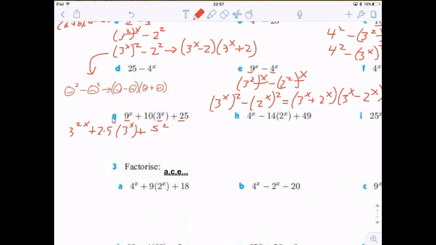All right, and there's a reason why it looks like that. So we're going to reverse the order there. So we're going to have 3 to the x squared plus 2 times 5 times 3 to the x plus 5 squared. Okay, now I'm going to replace all the 3 to the x's with a's. I'm going to replace the 5's with b's.